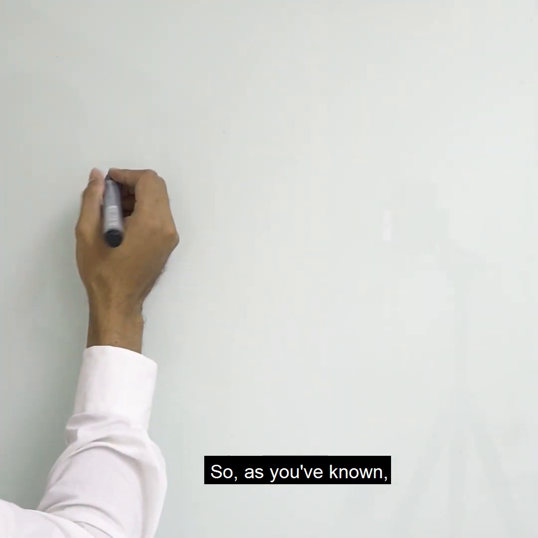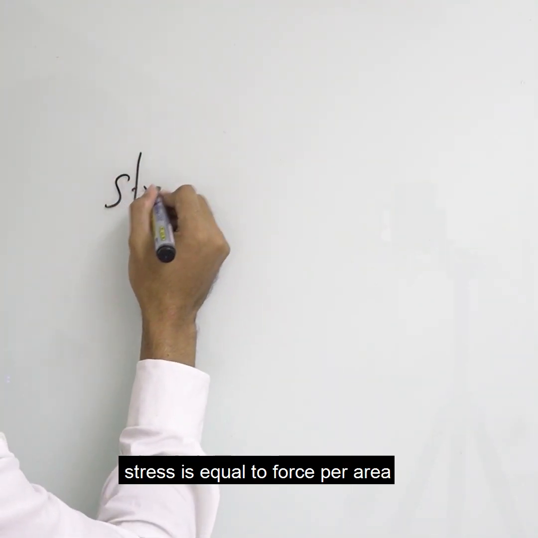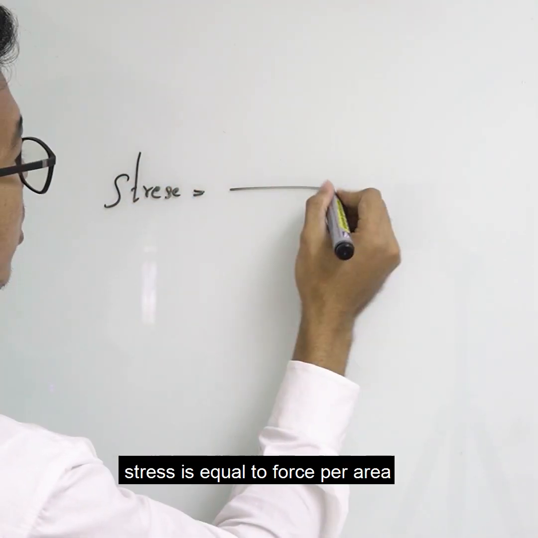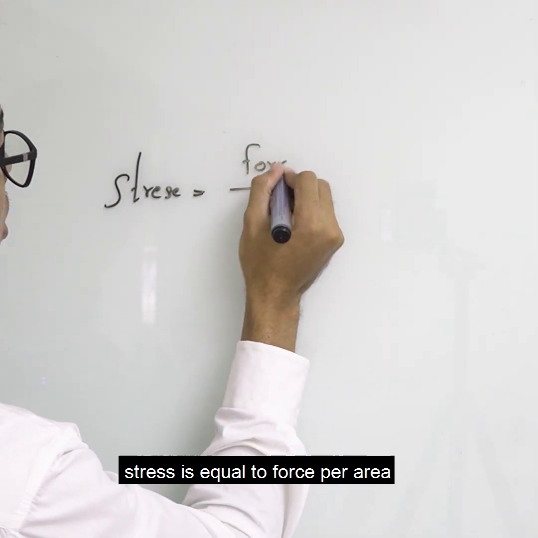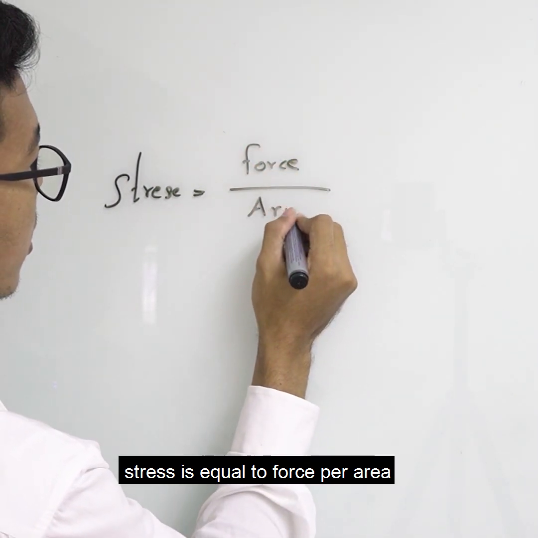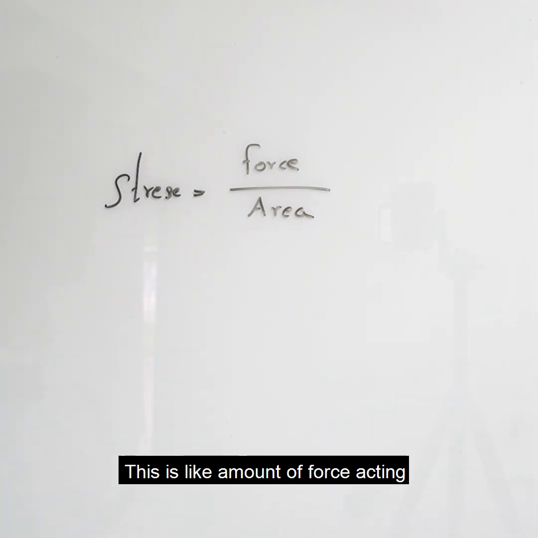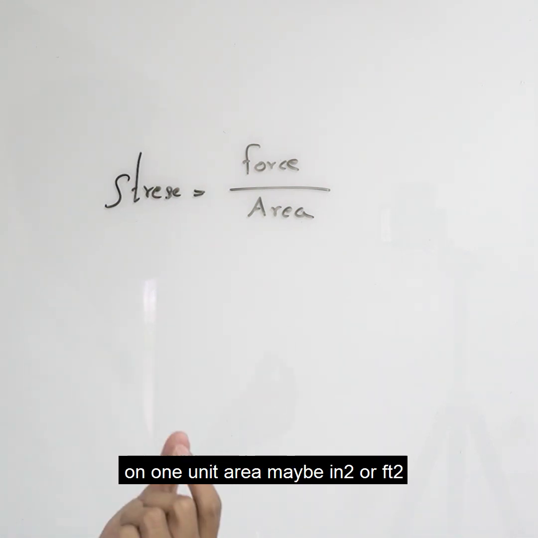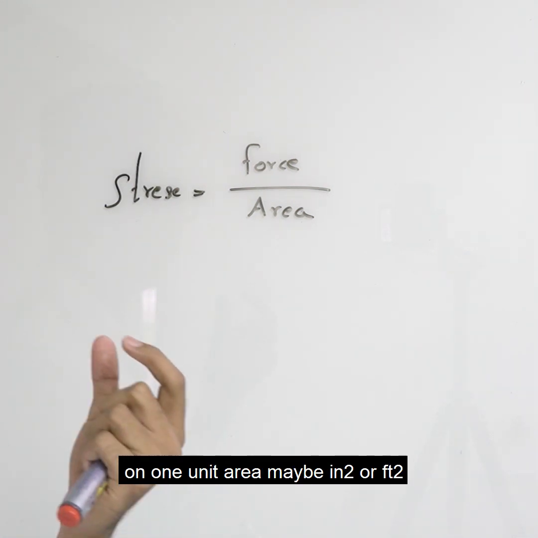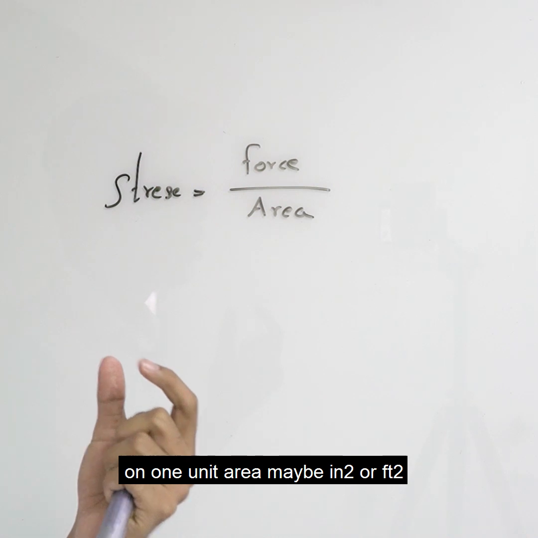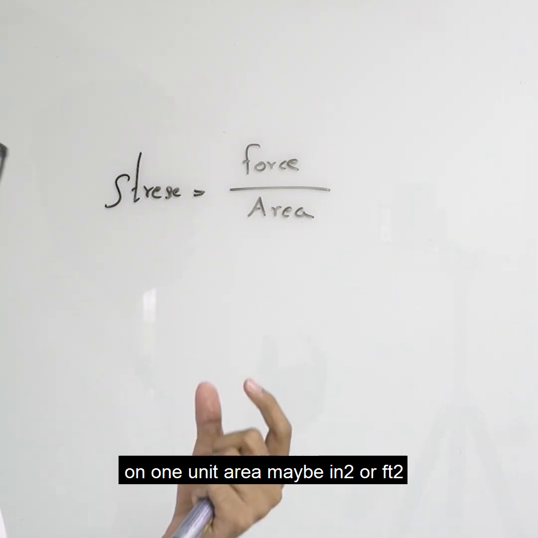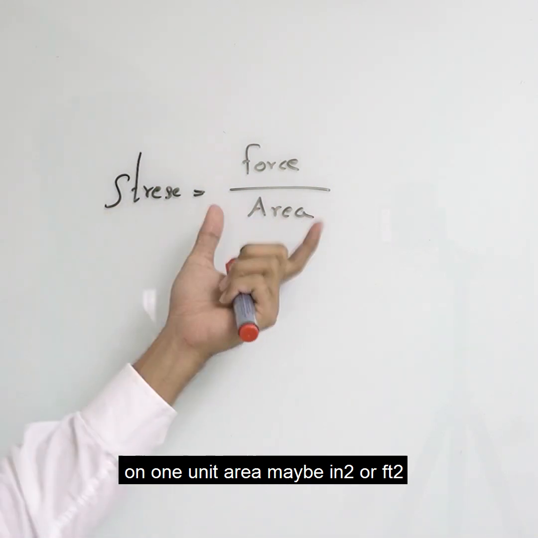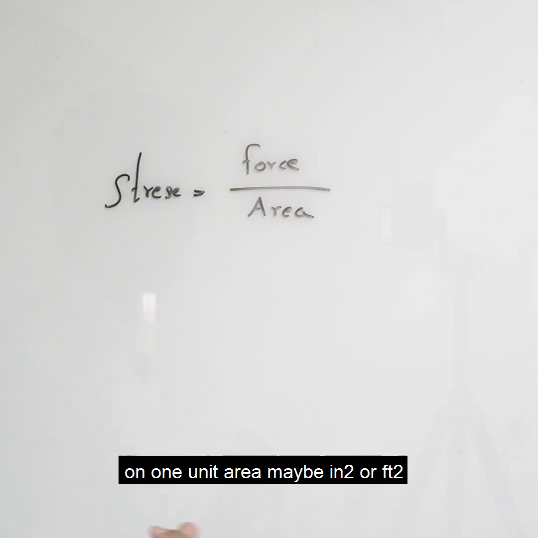So as you know, stress will be equal to force over area. So this is like the amount of the force acting on one unit area. So maybe 1 unit inch squared or maybe 1 unit feet squared. This kind of force we call it stress or pressure.